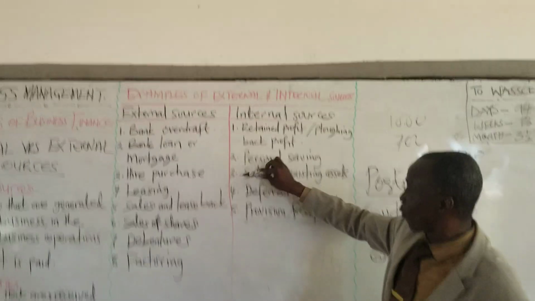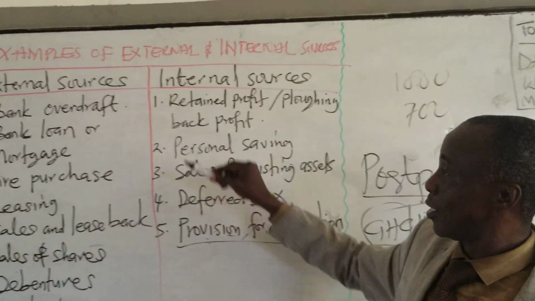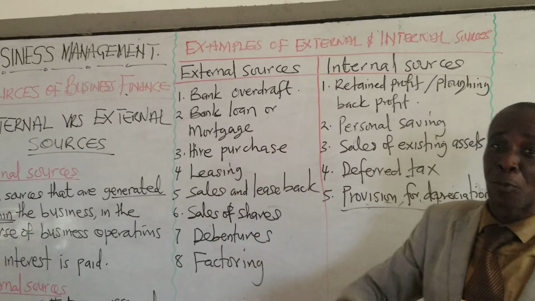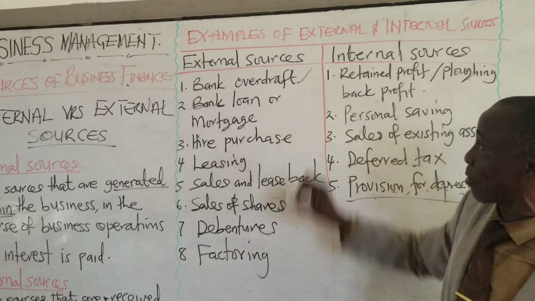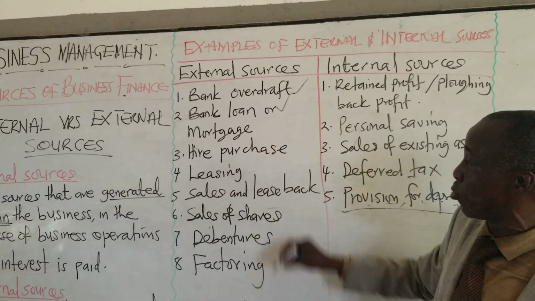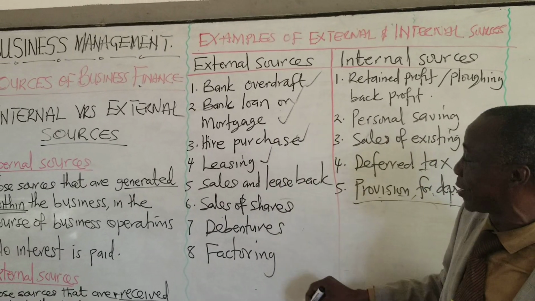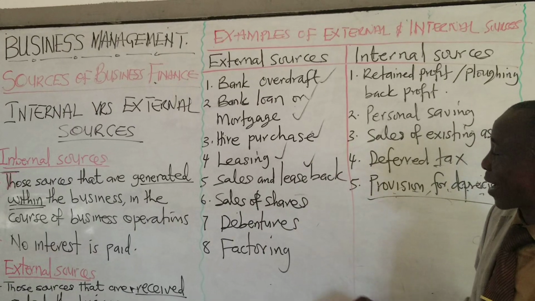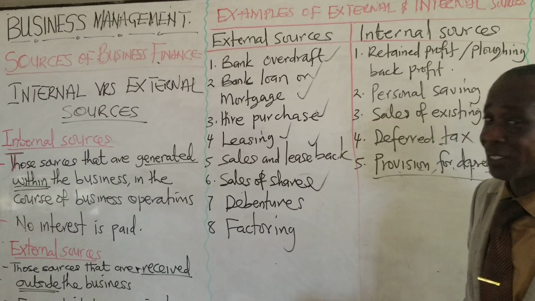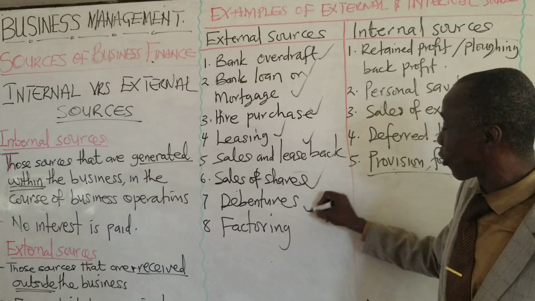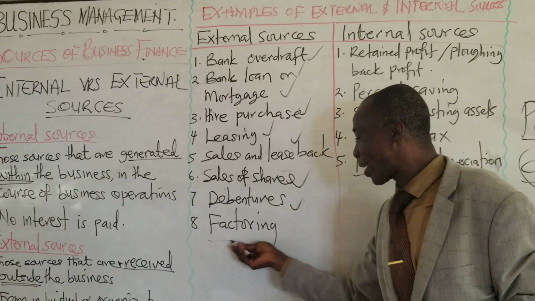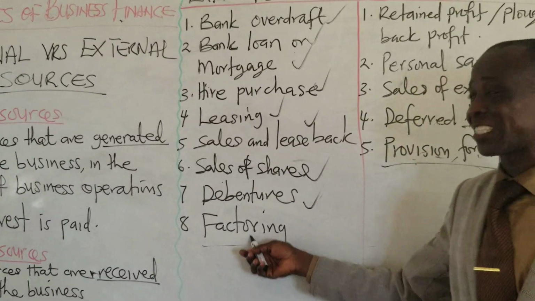So that is what the internal sources are. Now, the external sources, we have almost done all of them. We have talked about bank overdraft, bank loan, mortgage, hire purchase, leasing, sales and leaseback, sales of shares, which is for companies, and debentures. The one that probably we have not talked about is factoring.